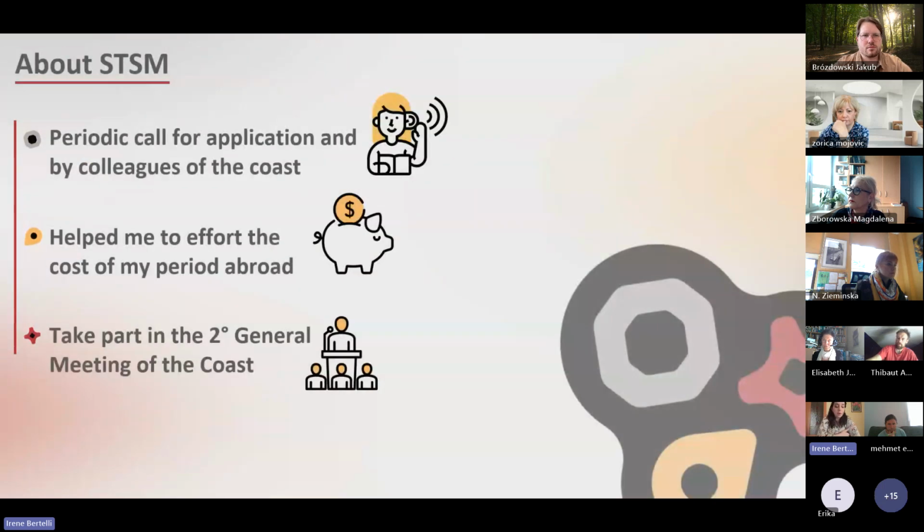And that grant was very helpful for me since it helped me to afford part of my period abroad in Poznan and to be part of our second general meeting held, of course, in Poznan last March. And I knew about this grant thanks to the periodic call for applications of the COST, through the website, by email, and also by talking with my colleagues in Pisa. So thanks to being an active part of the COST Action.